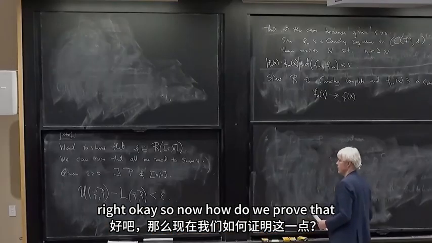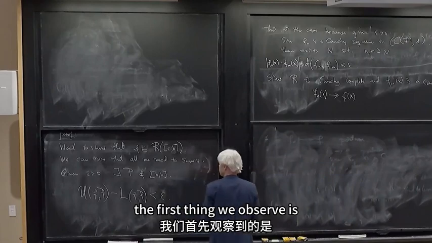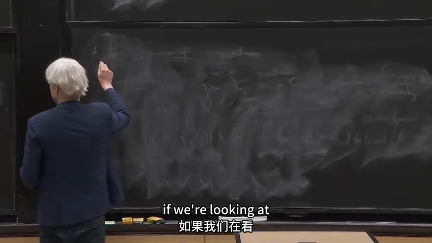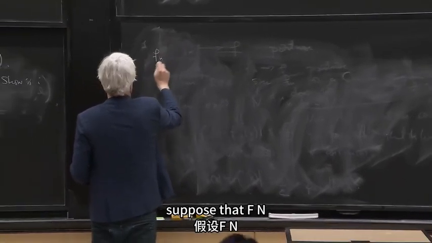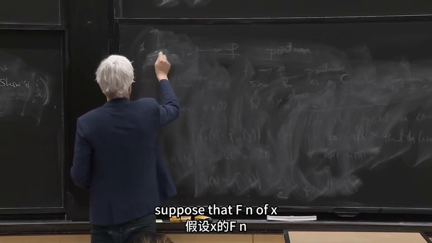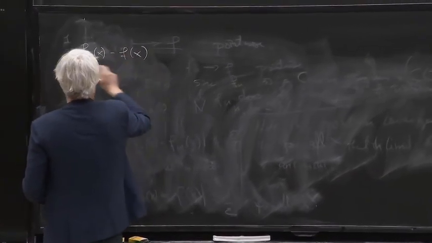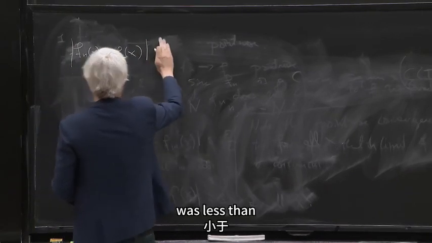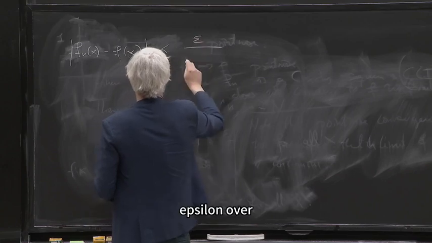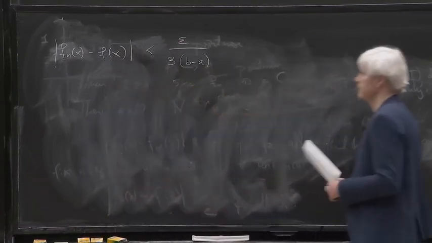Okay, so now how do we prove that? So the first thing we observe is, suppose that |fn(x) - f(x)| was less than epsilon over 3(b - a). Okay, suppose you have that.